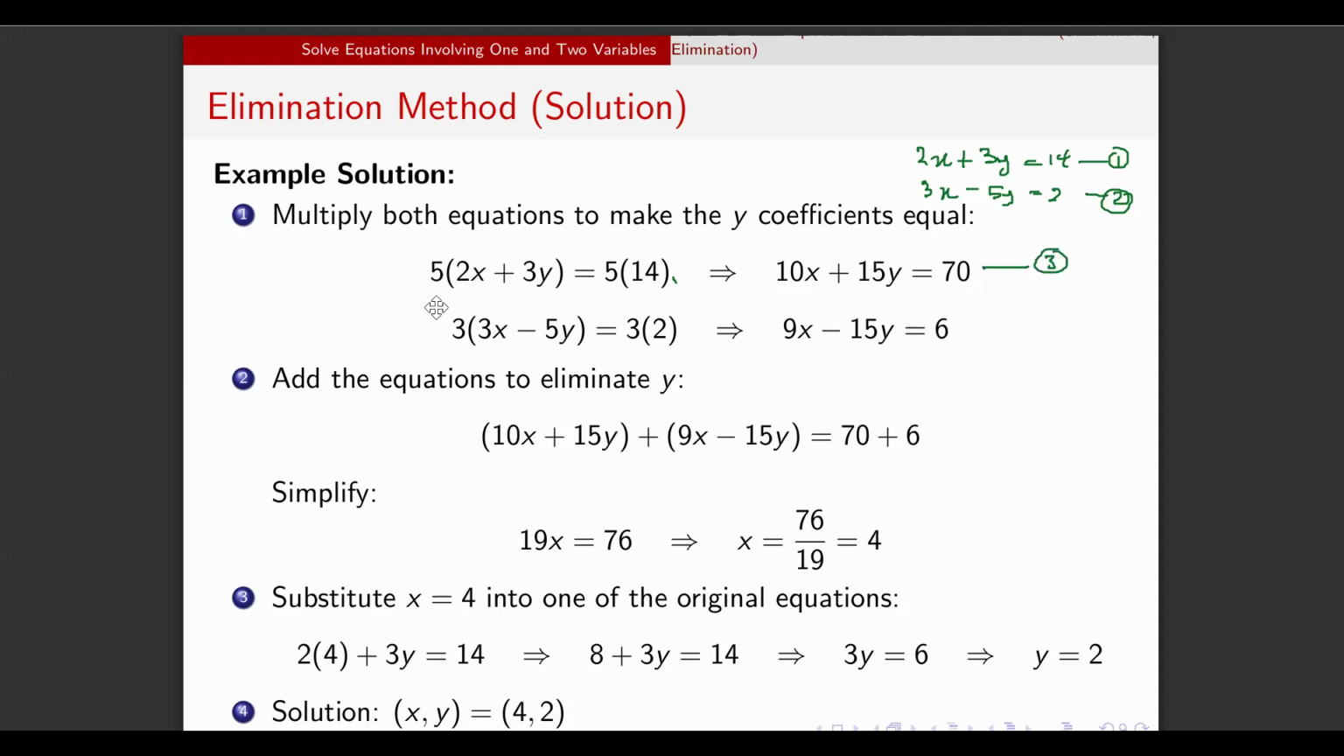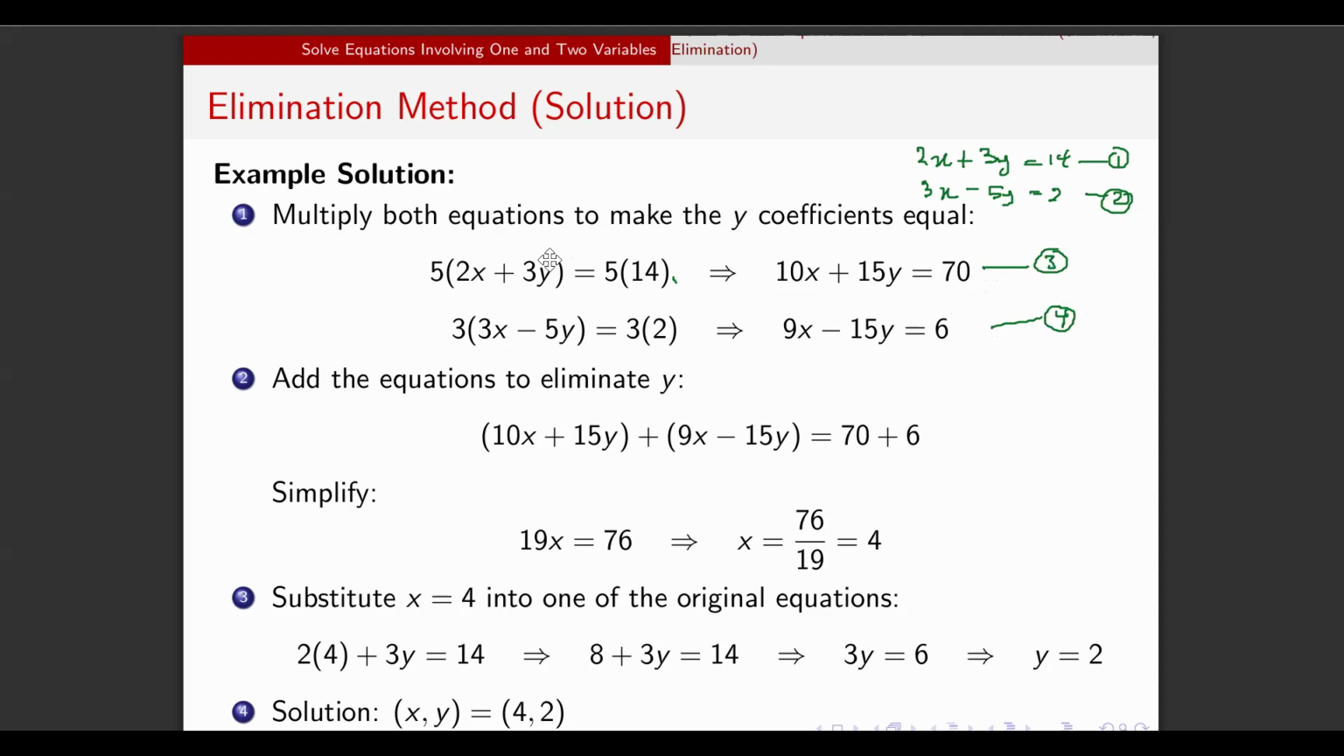Now I'm going to multiply through the whole of equation 2 by 3. So I have 3 times 3x giving me 9x, 3 times minus 5y giving me minus 15y, and 3 times 2 giving me 6. So I've transformed the whole of equation 2 to look like this, and that's equation 4.